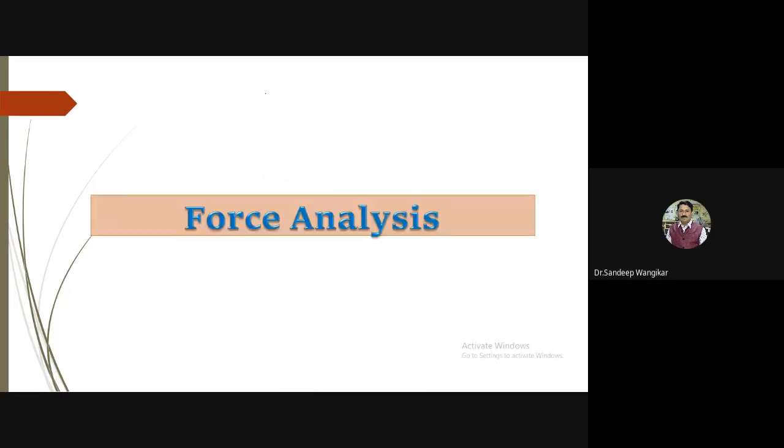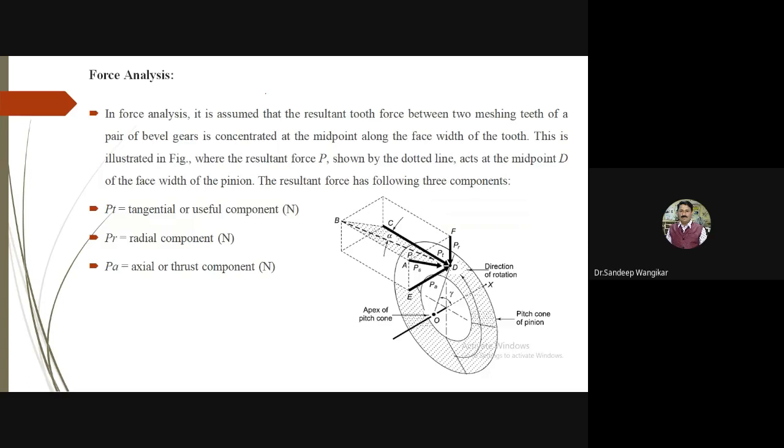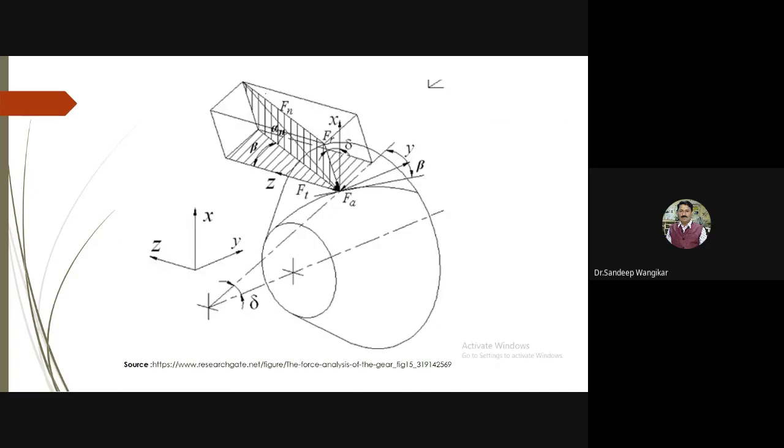Now let us proceed to the next part, force analysis of bevel gear. Before proceeding to the detailed diagram, let us see what the different forces considered are, what is assumed, and how it is required to be shown. The sign conventions are different. The source of the image is shown. Just for better understanding, the teeth are not shown in this diagram.